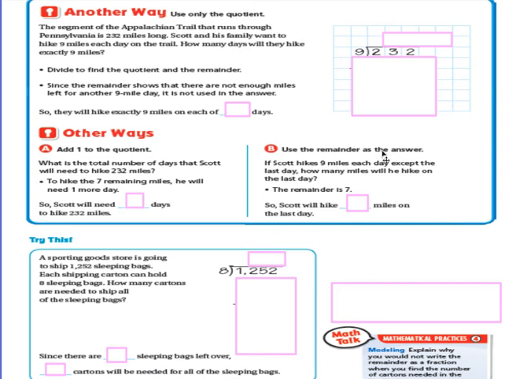So here we're kind of looking at divide to find the quotient and the remainder. Since the remainder shows that there are not enough miles left for another 9 miles, you will not use that in your answer. So this is where they talked about looking at the answer. Here they just want to know how many days they will hike exactly 9 miles. So that's why you always have to ask yourself, what do they want to know? So let's figure out this problem.